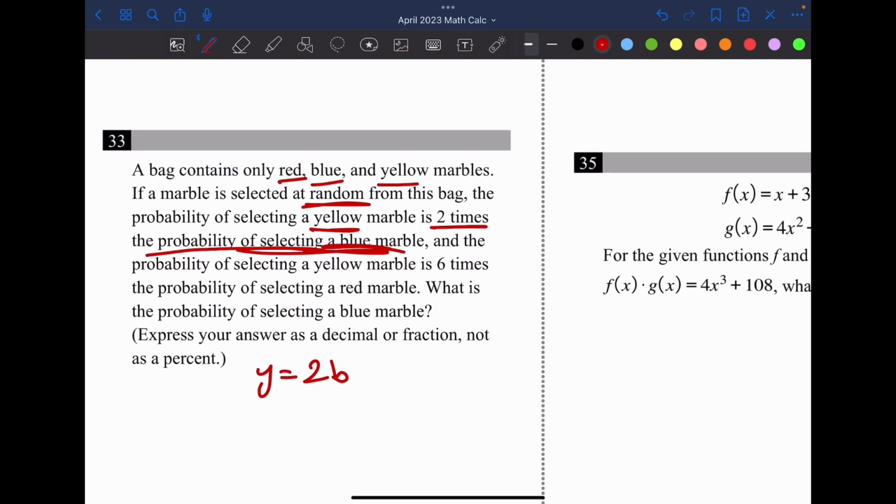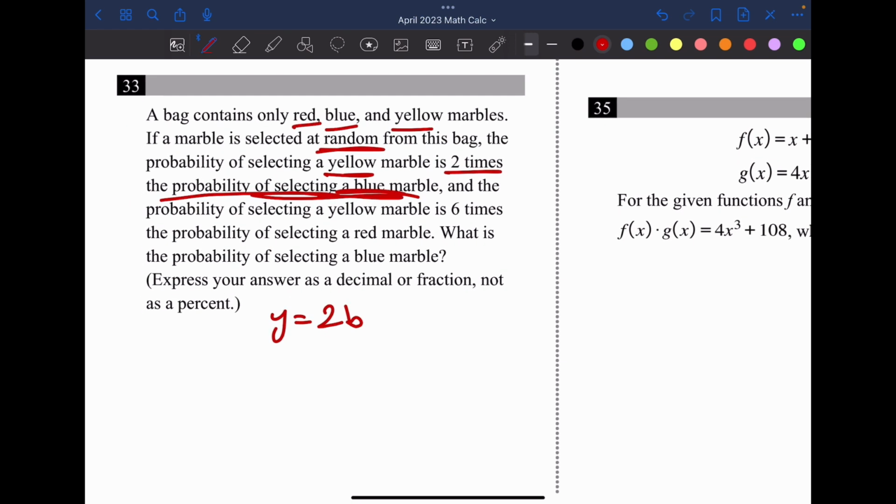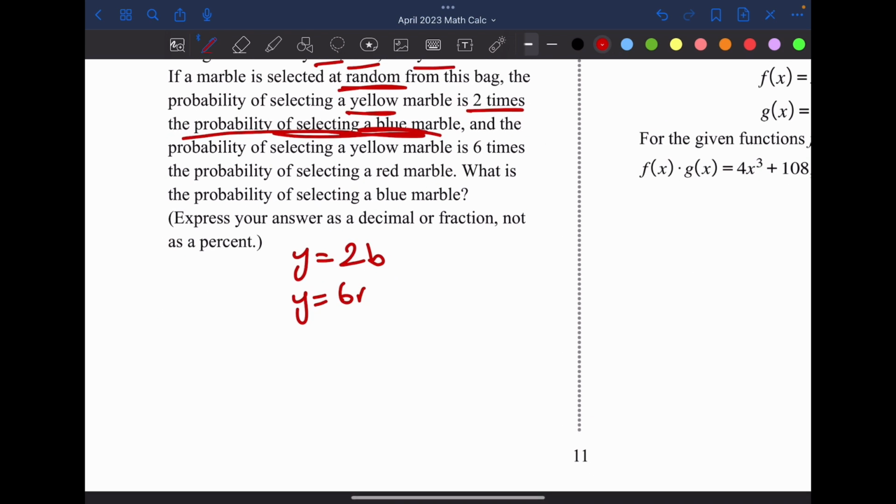Okay, and then the probability of selecting a yellow marble is 6 times the probability of selecting a red marble. So yellow is equal to 6R because it's 6 times the value of R. Okay, and then what is the probability of selecting a blue marble? So first of all, let's visualize this with pictures. It's always nice to draw pictures and circles because that always helps.